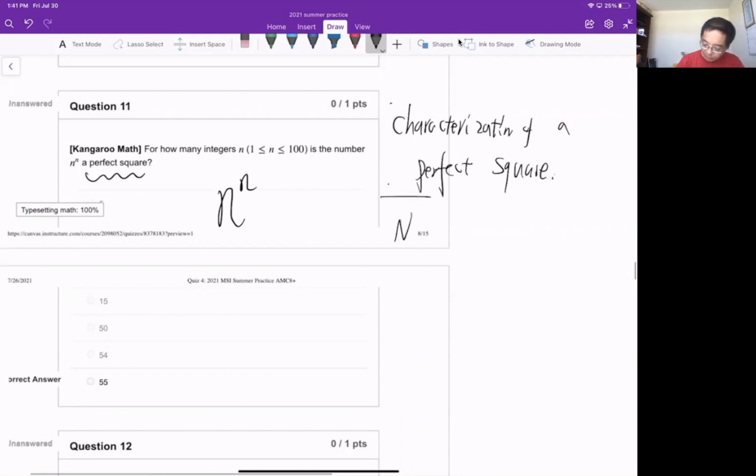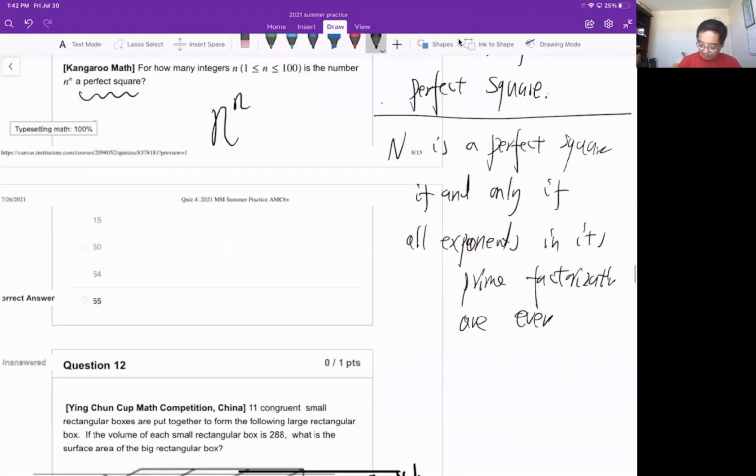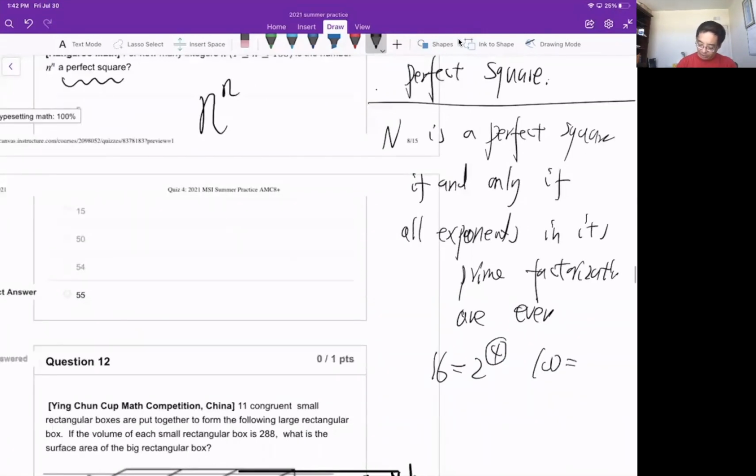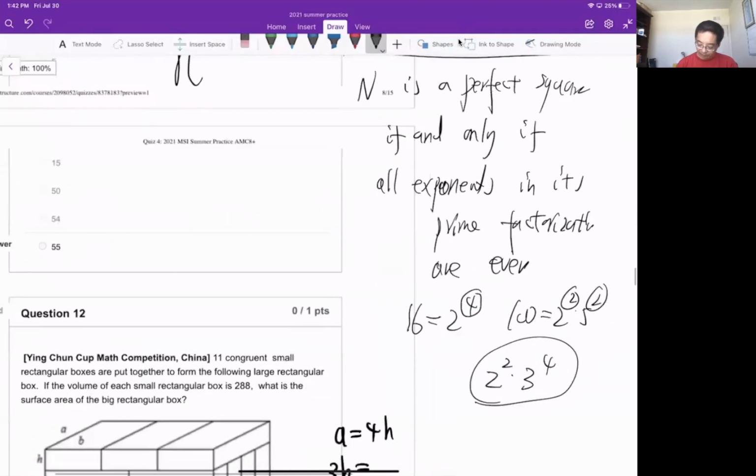And what we have, as we mentioned before, is that n is a perfect square if and only if, this is necessary and sufficient, all exponents in its prime factorization are even. For example, 16 is 2 to the 4, so the exponent is 4. 100 is 2 squared times 5 squared, so the exponents are 2 and 2. Or 2 squared times 3 to the 4. These are all perfect squares.